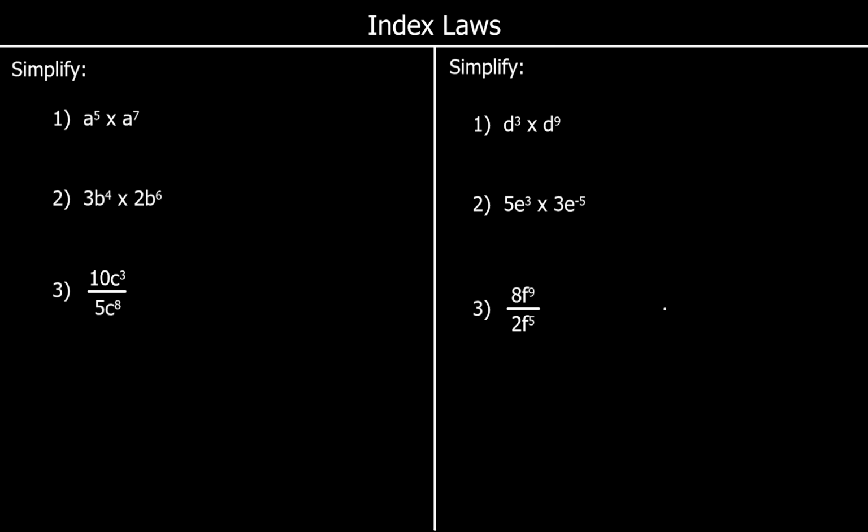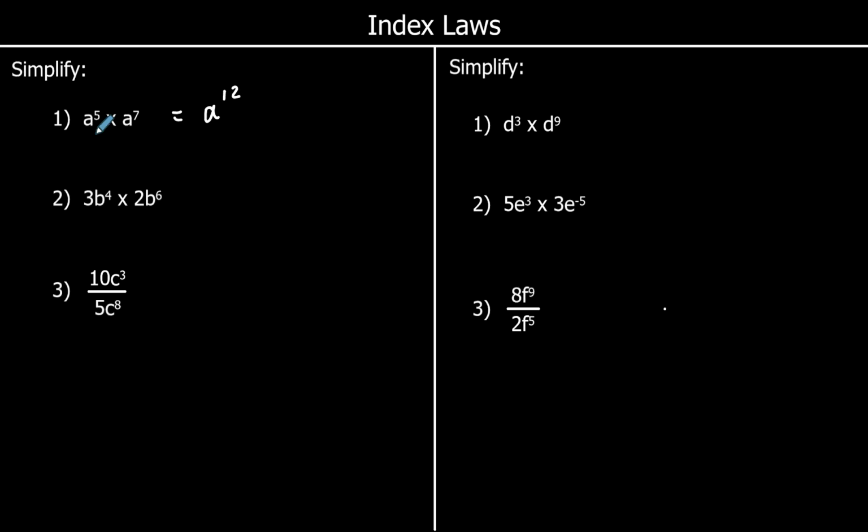In this video, we're looking at index laws. I'm going to do the questions on the left, and then you can pause the video and have a go at the ones on the right. So we've got simplify a to the power of 5 times a to the power of 7. When we multiply indices, we add the powers. 5 and 7 make 12. So our answer is going to be a to the power of 12.